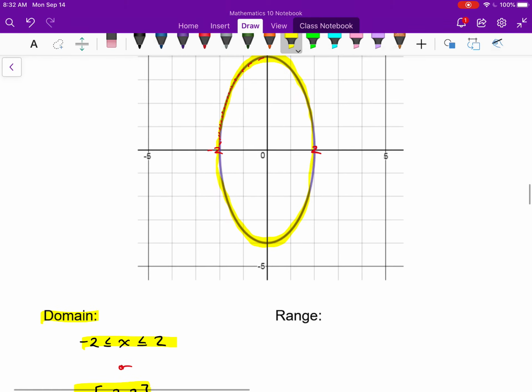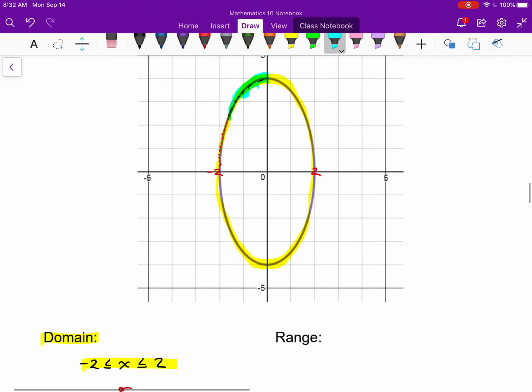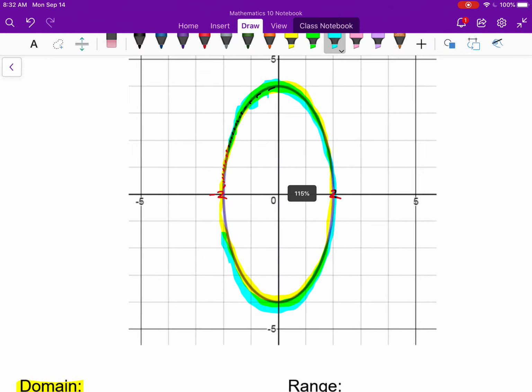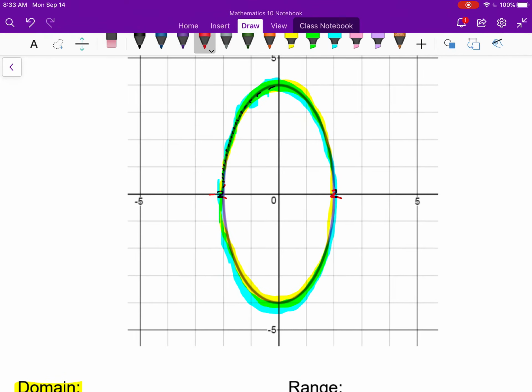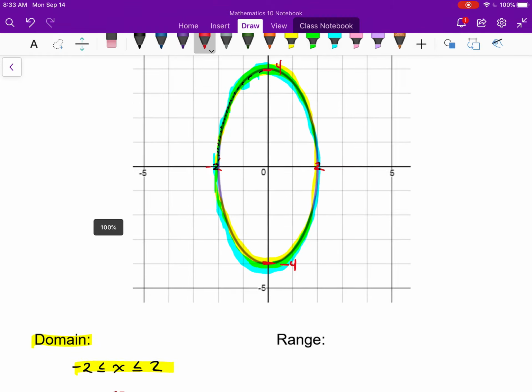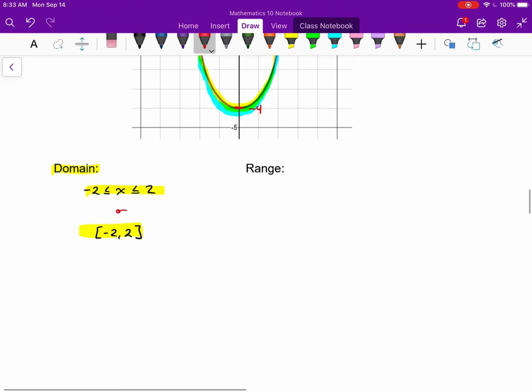So for the range, same sort of idea. I want to pay attention to this whole curve again, but just the outputs, the y variables. Again, though, it's continuous, so I can't list out all the numbers. There's an infinite number of them. But I can see it goes all the way up to 4 and all the way down to -4 on the y, and everything in between. So the range is everything from -4 to 4.